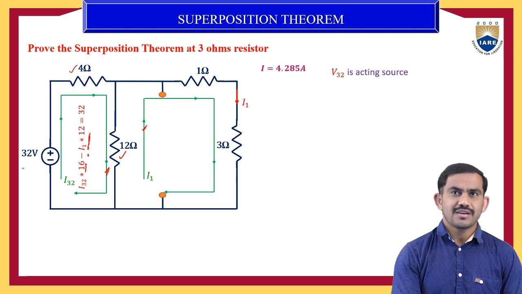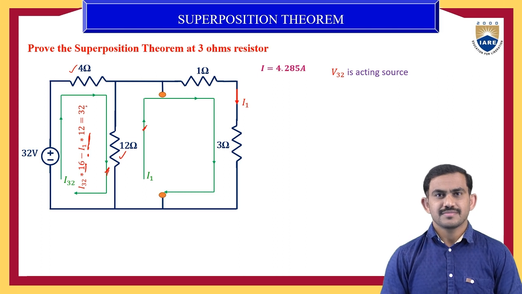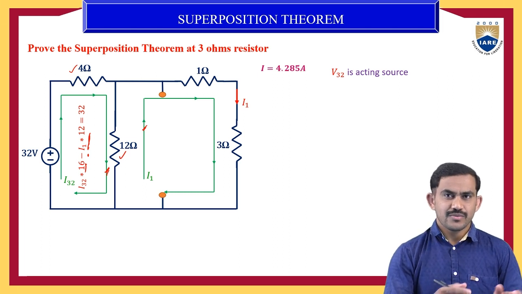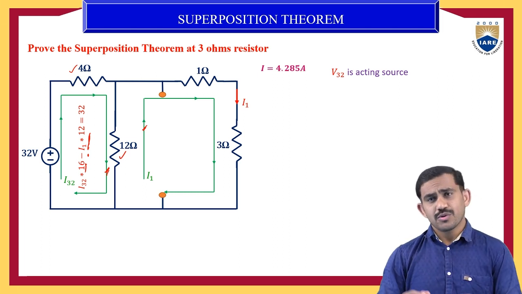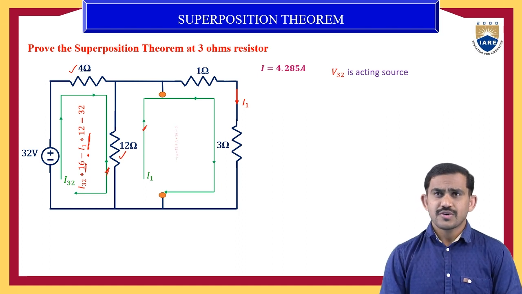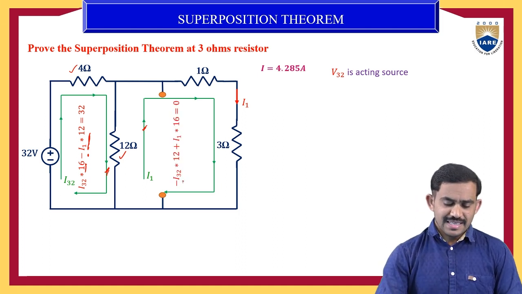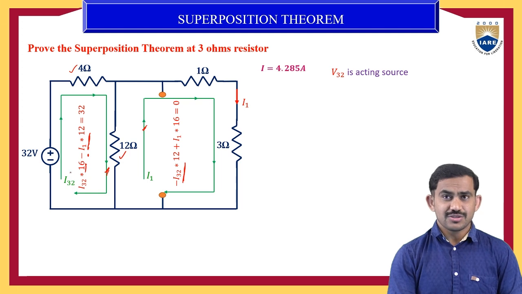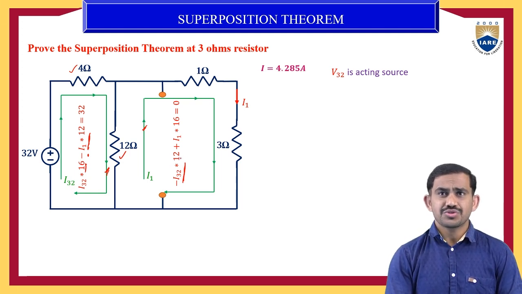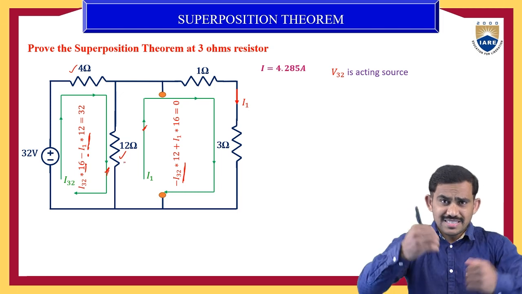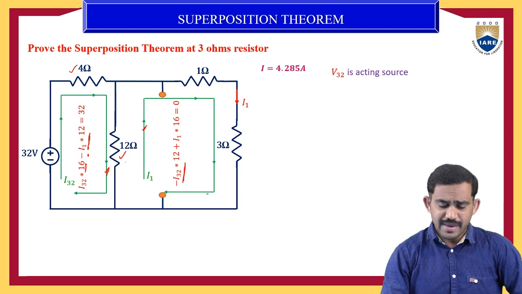So 32 volts we have. So this is the equation from loop 1. Now from loop 2, we have the same: minus 32 amps, so minus 32 into 12 ohms. Again, reverse direction means we write the minus.